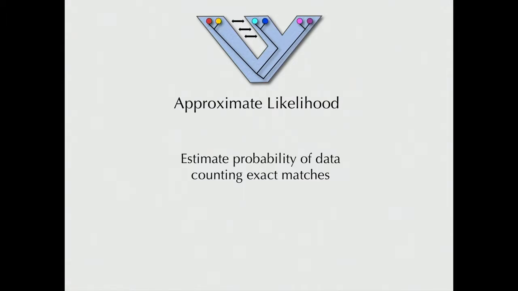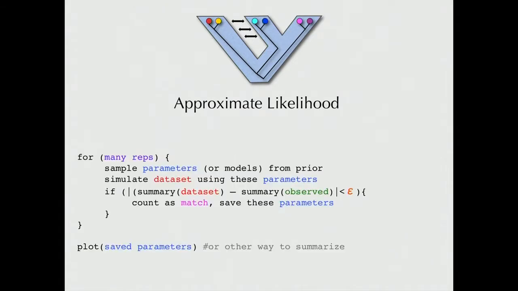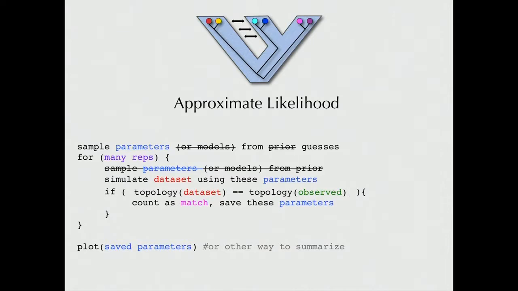Approximate likelihood is very similar to approximate Bayesian computation. We again estimate the probability of the data using counting, but now we're doing it with exact matches, not approximate. So let's modify our ABC code to be approximate likelihood code. For many reps, we move sample parameters up here. I say, for a given migration rate, 0.1, from a guess, not from a prior, I'm going to simulate a data set using that.